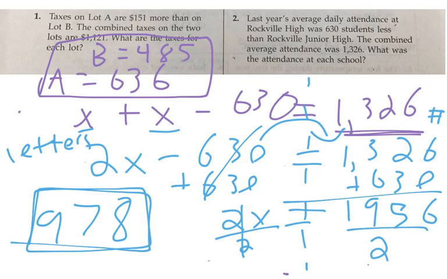We also need to find out what the high school got. So we're going to take that. Notice it said it was 630 less, so we're going to add 630 to that. And we get 1608.